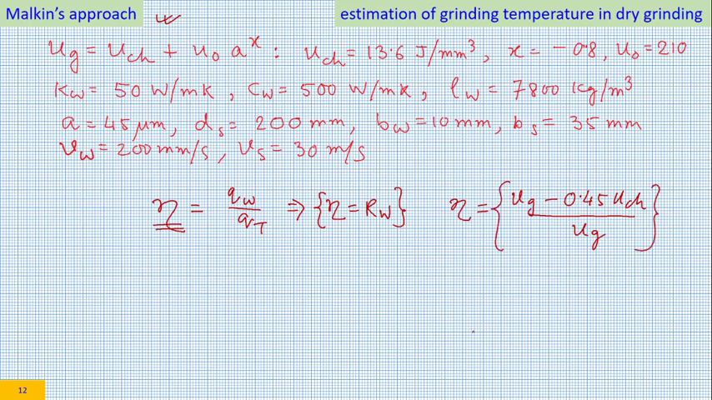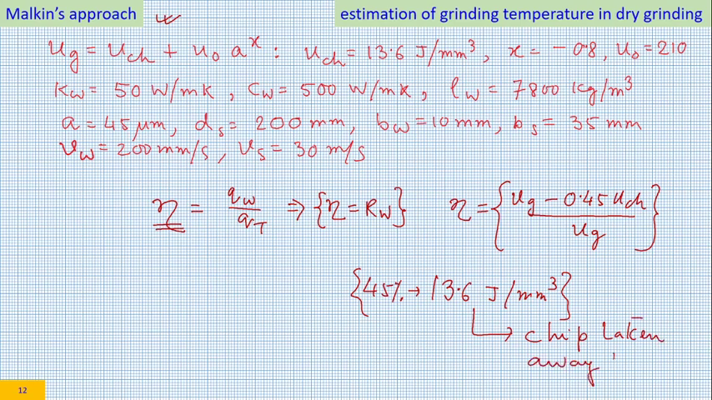So what he is saying, whatever energy you spend for chip formation, which in case of steel is 13.6 joule per millimeter cube, 45% of that is taken away by the chip. So this amount of it is taken away by the chip. So this was his proposal.